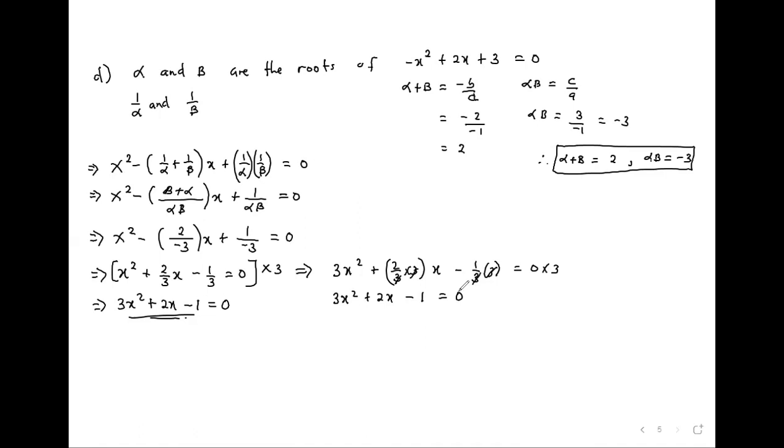We didn't equate 2x here. We just said that alpha plus beta is 2. So where there was alpha plus beta here, we substituted 2. Where there was alpha beta, since alpha beta is -3, we substitute -3. We did not do any equating.